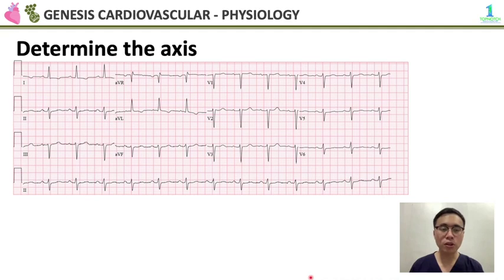Okay, were you able to count the number of small squares? So, tignan ninyo, no? An easy way for you to be able to count it is to pick a QRS that fits exactly on the line. Di ba? Para hindi kayo nalilito. So, say for example, this one, sakto siya dun.